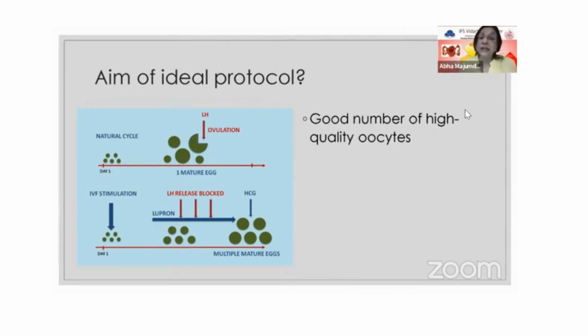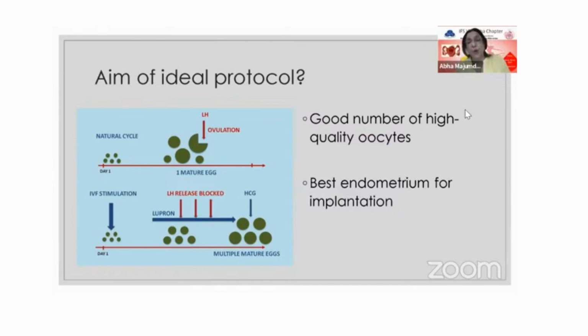So what is our aim? Good number of high quality oocytes. This is very important because if we have good quality and a high number of oocytes, we'll make good embryos. And another important thing is best endometrium for implantation. So we need to take care of the seed as well as the soil.